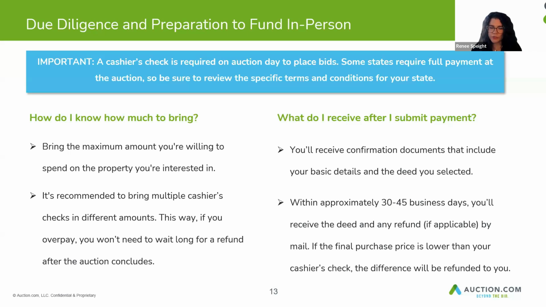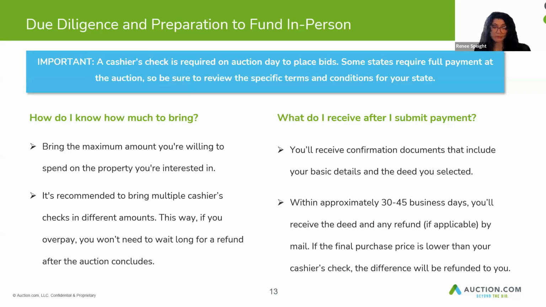Next, what happens after I pay? Well, you'll receive confirmation documents that include your basic details and the deed you selected. I'll show you how to set that up. Within approximately 30 to 45 days, you'll receive the deed by mail, along with any refund if applicable. If the final purchase price is lower than your cashier's check, the difference will be refunded to you. So that's why we recommend those multiple smaller increments.